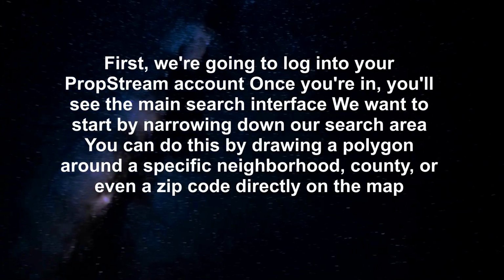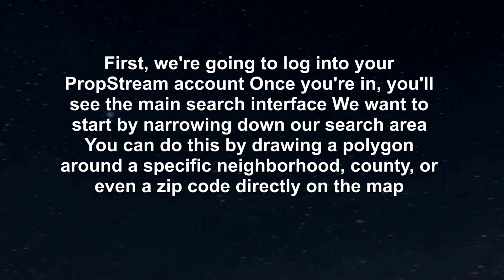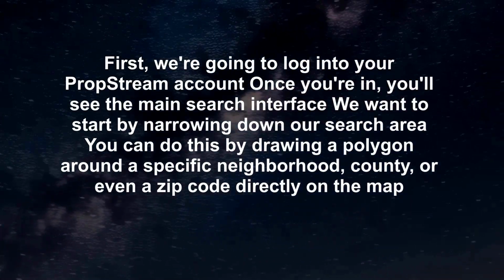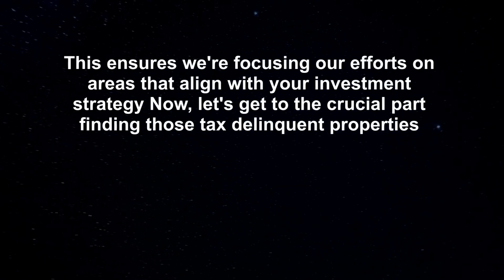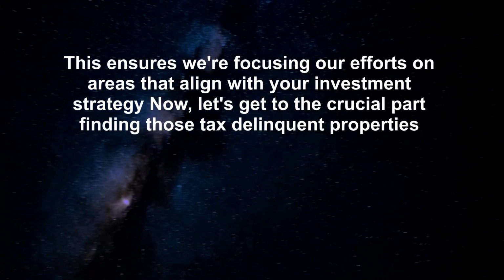Once you're in, you'll see the main search interface. We want to start by narrowing down our search area. You can do this by drawing a polygon around a specific neighborhood, county, or even a zip code directly on the map. This ensures we're focusing our efforts on areas that align with your investment strategy.